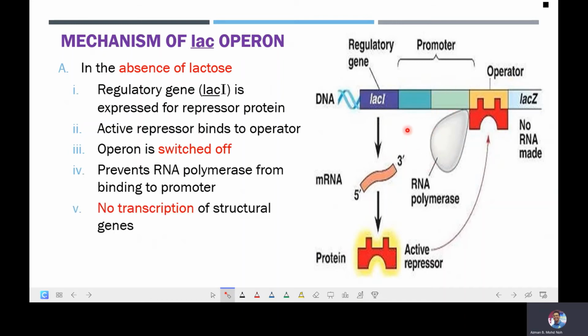As a result, there will be no transcription of the structural genes, meaning that the LacZ gene, the LacY gene, and the LacA gene will not be transcribed. And so, there will be no translation and there will be no synthesis of the three enzymes. It is okay because there is no need for these three enzymes to be produced. Why? Because there is no lactose in the environment of the bacteria.